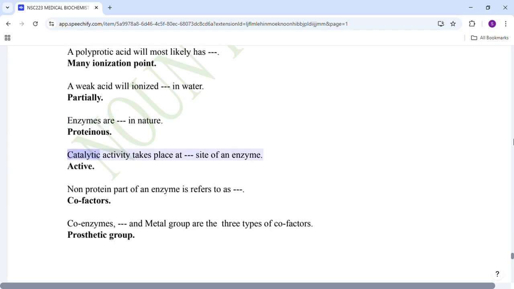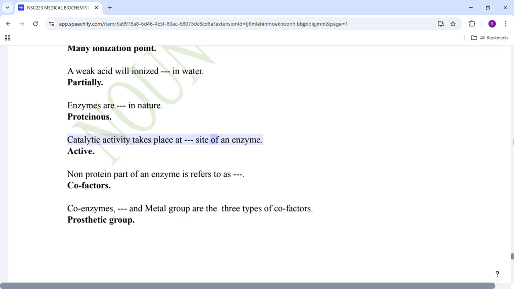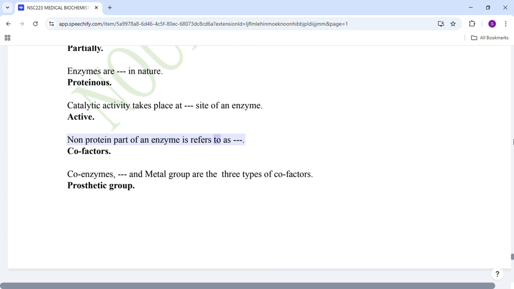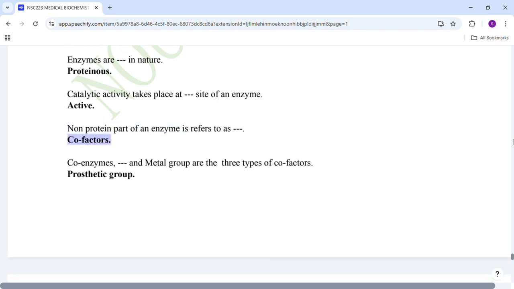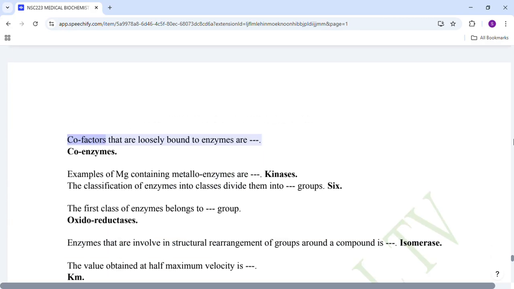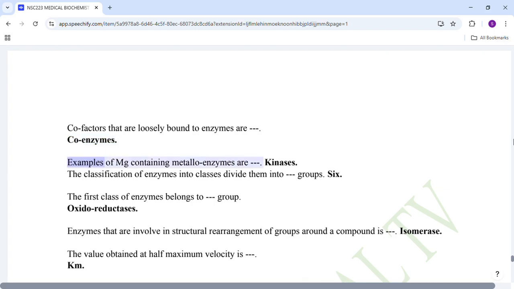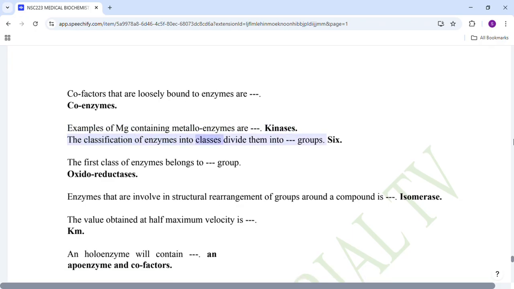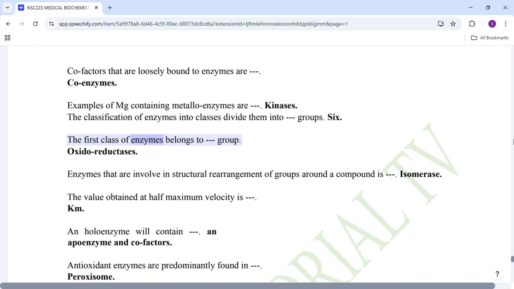Catalytic activity takes place at the active site of an enzyme. The non-protein part of an enzyme is referred to as cofactors. Coenzymes, prosthetic group, and metal group are the three types of cofactors. Cofactors that are loosely bound to enzymes are coenzymes. Examples of Mg-containing metalloenzymes are kinases. The classification of enzymes into classes divides them into 6 groups. The first class of enzymes belongs to the oxidoreductase group.